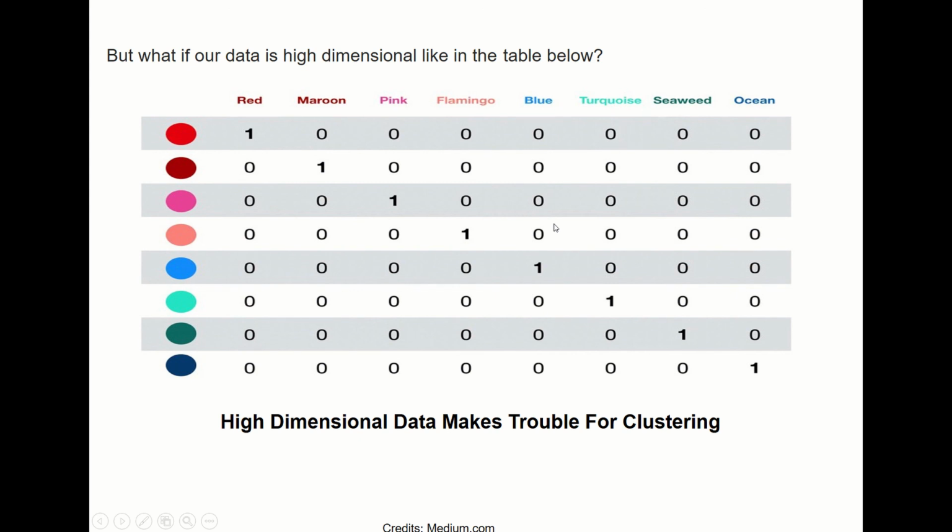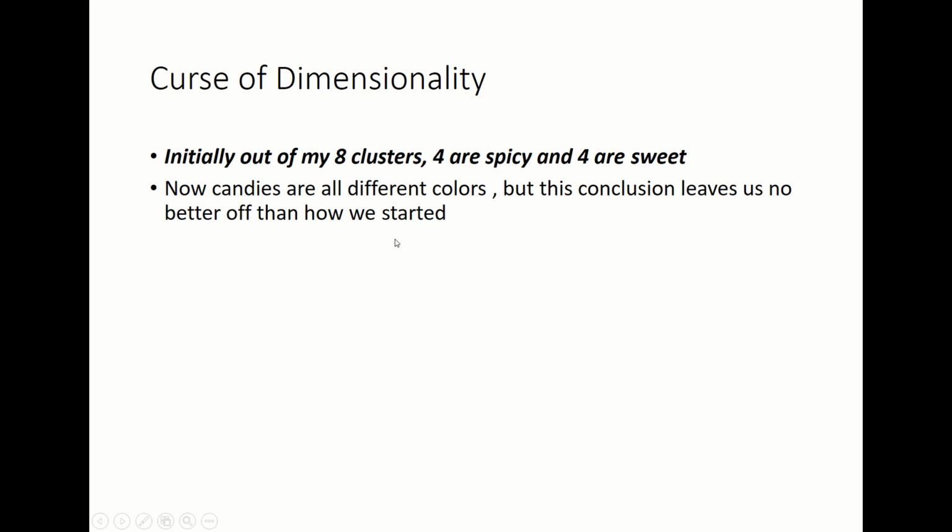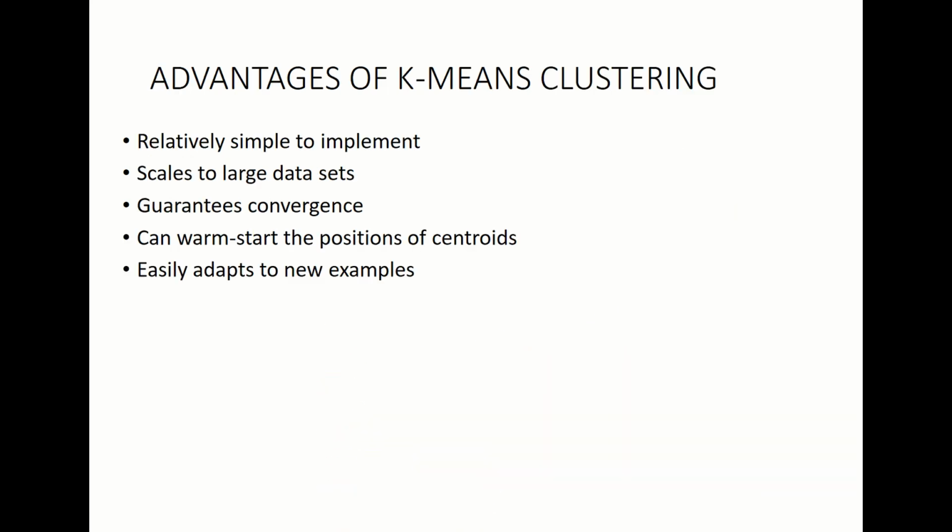So when you are dealing with high dimensional data, it always causes some trouble for clustering. That is one thing which you have to keep in your mind. Initially, out of my 8 clusters, 4 are spicy and 4 are sweet. This is the better way of doing it rather than 8 different clusters, because then overfitting happens, right? So that's what it is.